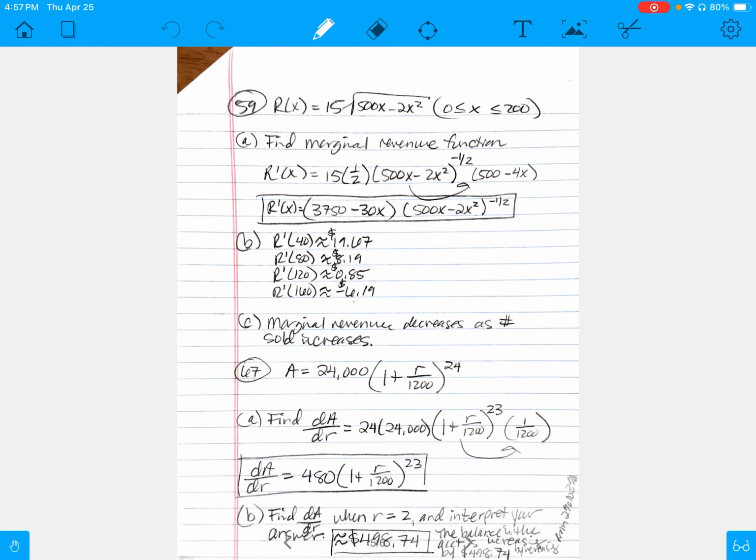Let's see, 59 is fairly similar to what we just looked at in 57. We start by finding the marginal revenue function, which is just the derivative of the revenue function in part A. And then we take that marginal revenue function and plug in several different values for X to find those marginal revenues. And then in part C, we can see that as the number of items sold increases, our marginal revenue is decreasing. We're making less.